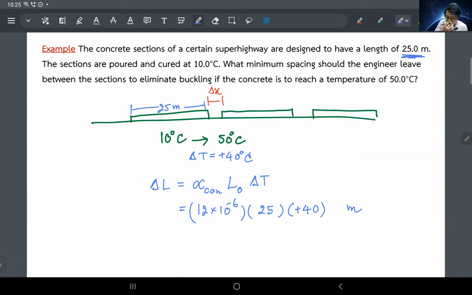In the sense that now in reality, of course, when things get hot, the concrete will expand in all directions.